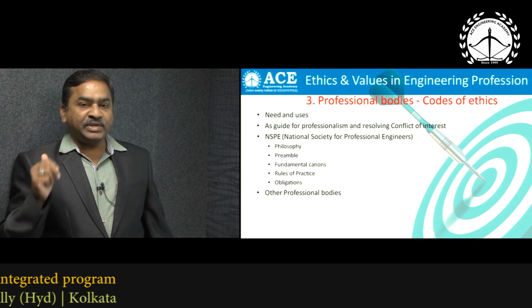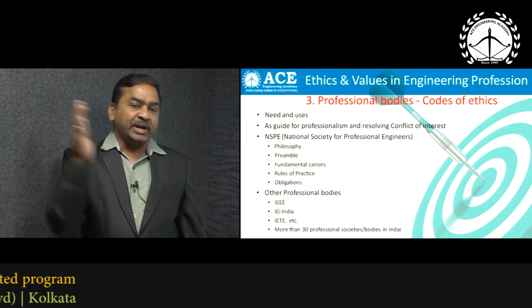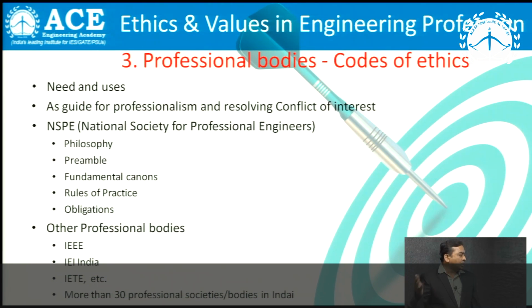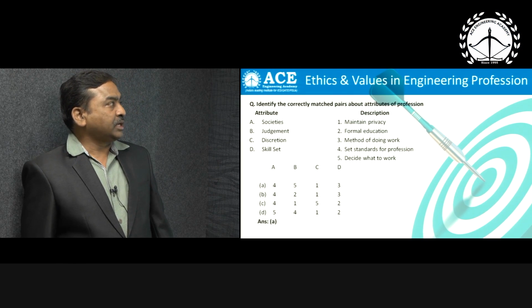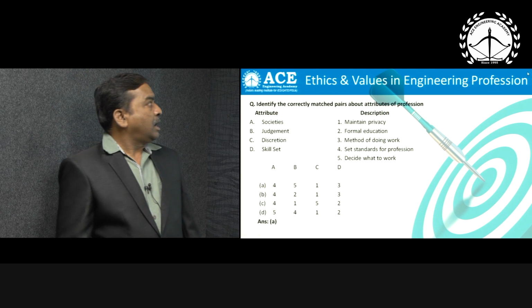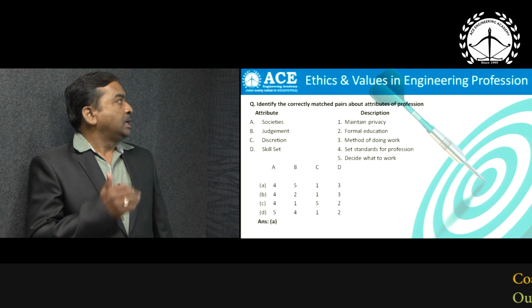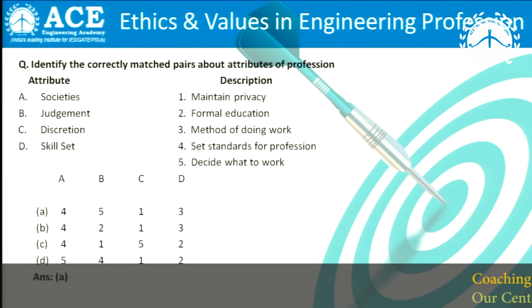Now, other professional bodies in India: IEEE is an American association which has presence in almost every country. IEA, Institution of Engineers, IETE, as I said earlier, more than 30 professional societies in India are there. We will see a question on profession, match the following type. On one side you have attributes, on the second side description. A, societies, will try to match with the societies. Societies set standards for the profession.